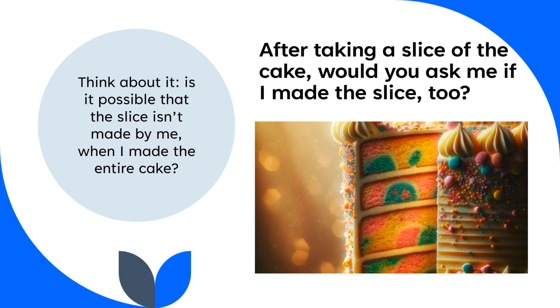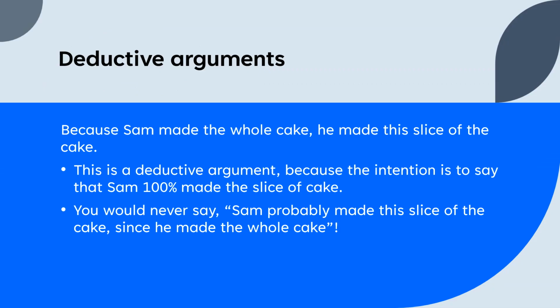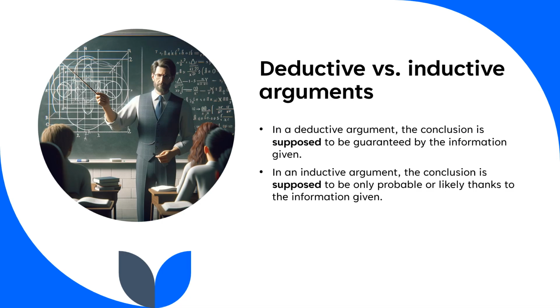Really pause the video and think hard about that. Would you ever ask me that question? No, you would not. Now, why is that? Well, think about it. Here's an argument. Because Sam made the whole cake, he made this slice of the cake. This actually is a deductive argument because the intention is to say that Sam 100% made the slice of cake. You would never say, I think that Sam probably made this slice of cake since he made the whole cake. No, your intention would be to say that it's 100% guaranteed that if Sam made the whole cake, he made the slice. That is a deductive argument.